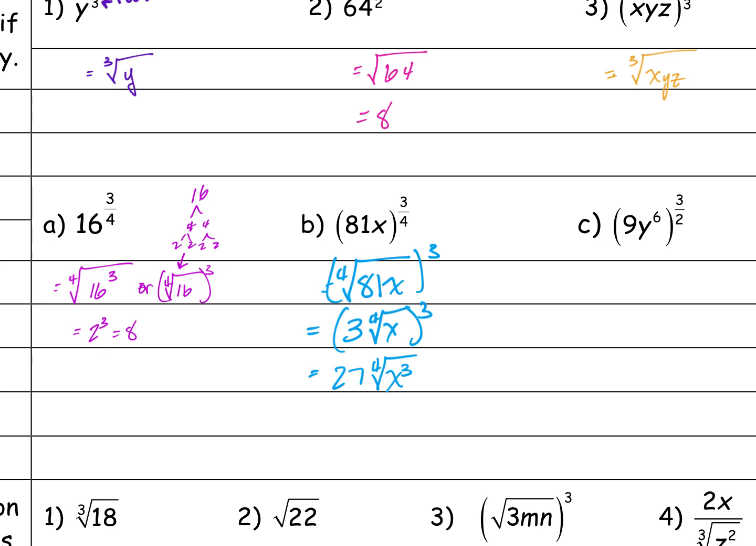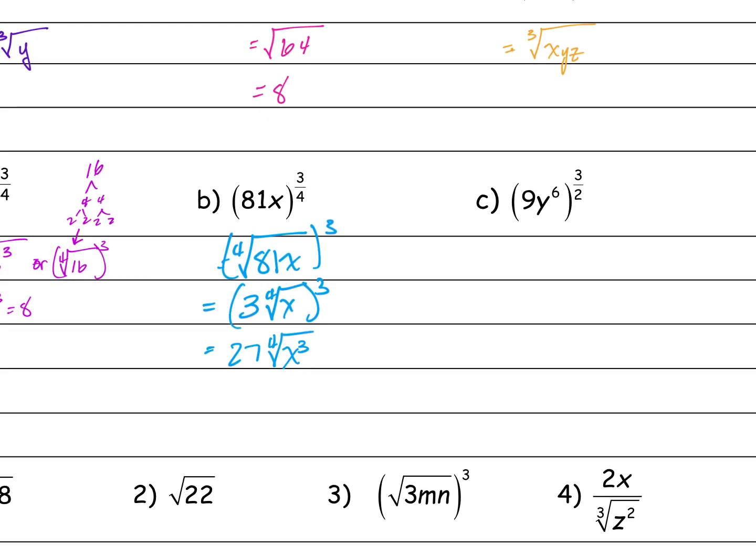Okay. And then number C is going to be the square root of 9y to the 6, cubed. So the square root of 9 is 3, and the square root of y to the 6 is y cubed. And then I'm going to cube that. So that should be 27y to the ninth. Yeah? Okay. Anybody else? Everyone okay?